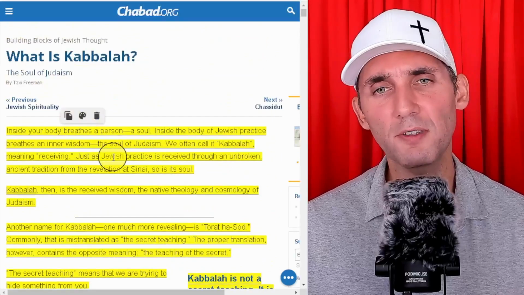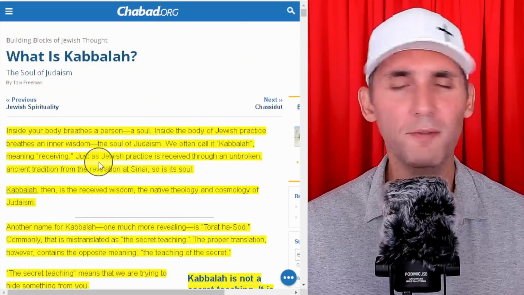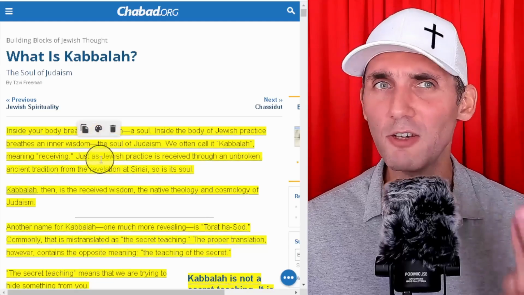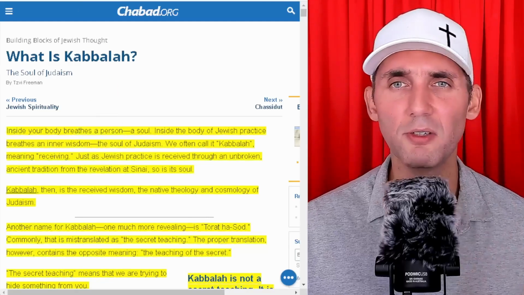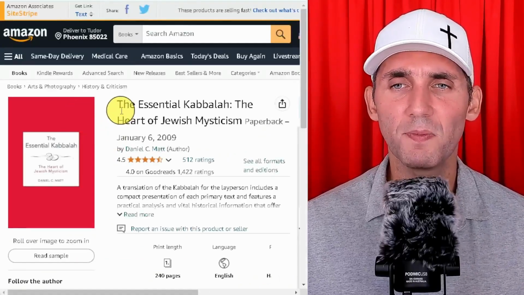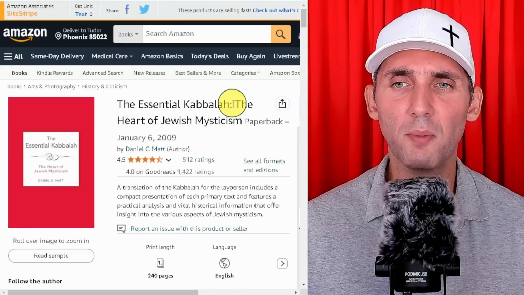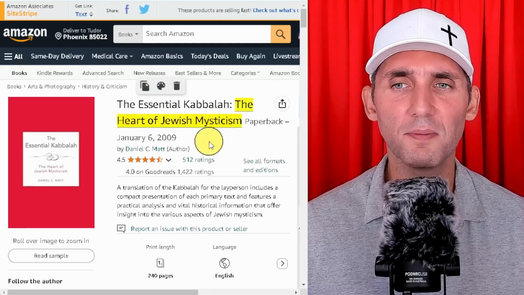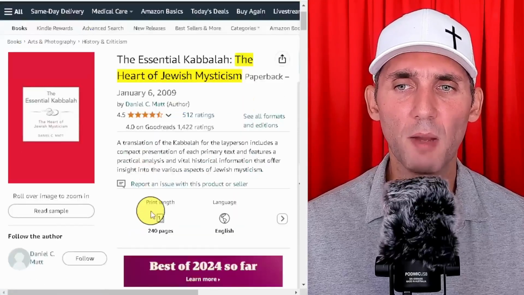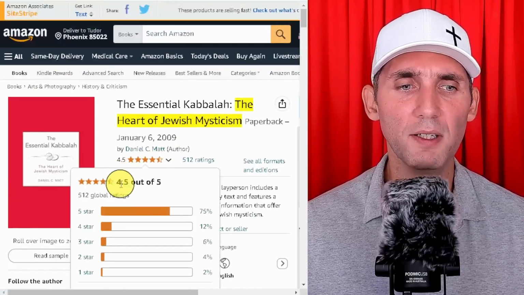But what's the point of reading this to you? Kabbalah is the soul of Judaism. So it's not just like this little sect of people. It's intricately tied to rabbinic Judaism. This is on Amazon. It's just a book. It's called The Essential Kabbalah, The Heart of Jewish Mysticism by Daniel C. Matt. Very popular book. But either way, you have a ton of these types of things.